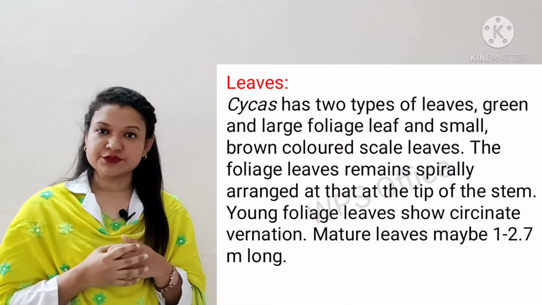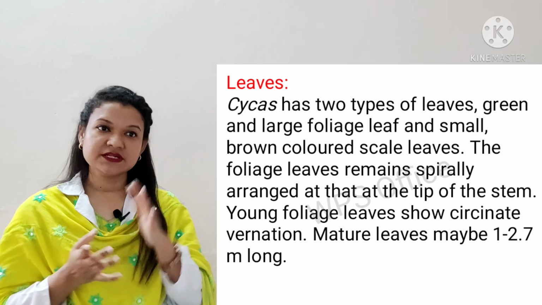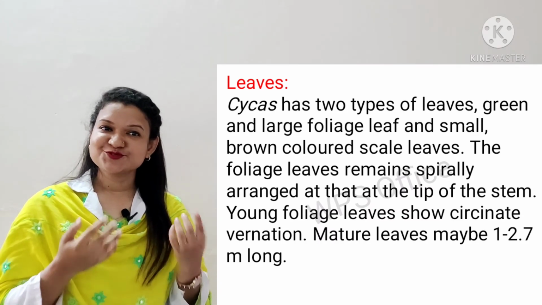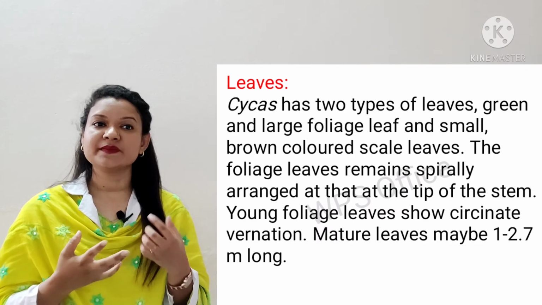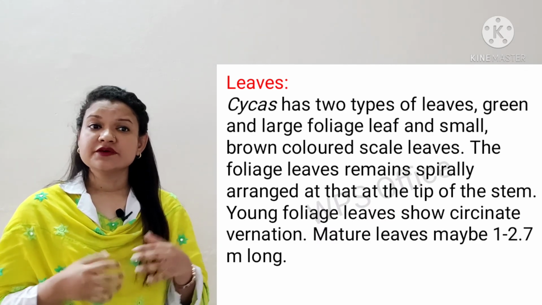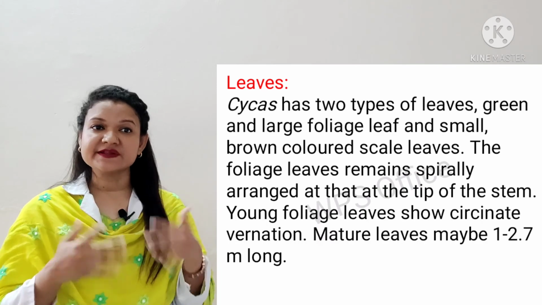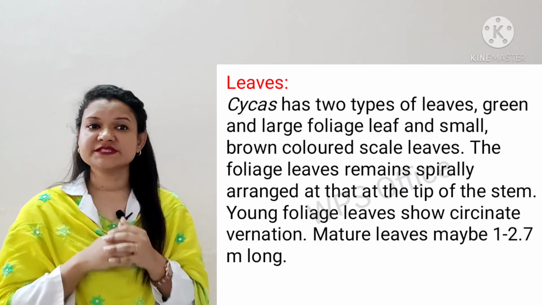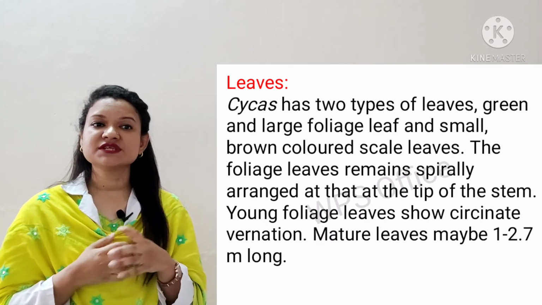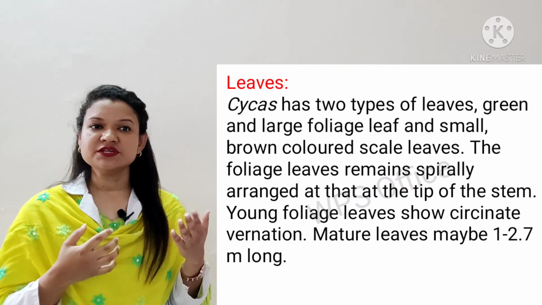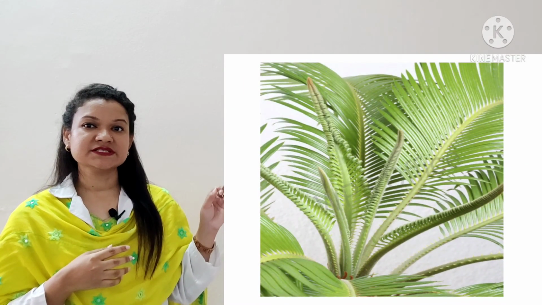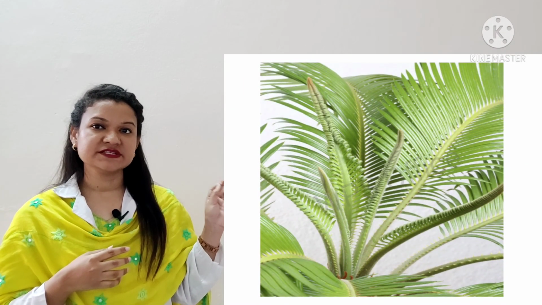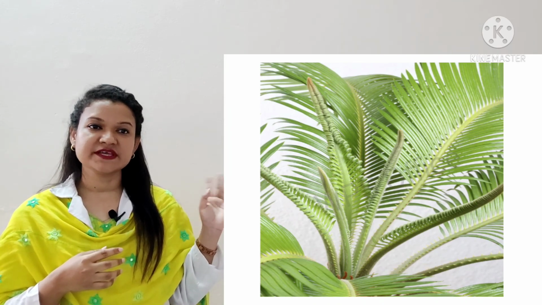Then I will go to the leaves. Cycas has 2 types of leaves: green and large foliage leaves and small brown colored scale leaves. The foliage leaves remain spirally arranged at the tip of the stem. Young foliage leaves show circinate vernation. Mature leaves may be 1 to 2.7 meters long. Here you can see the curly venation, this is called circinate venation, and this is the leaf of Cycas.